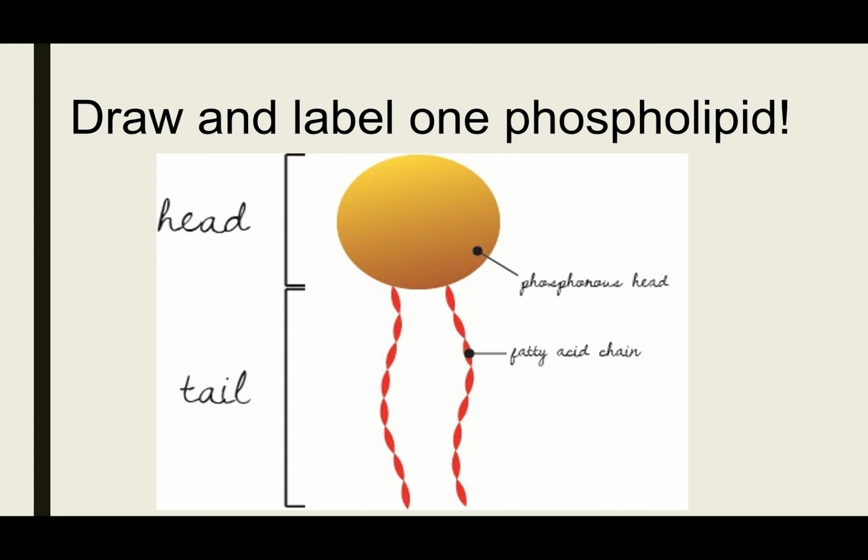If you're having trouble reading them, this is the head. This is the tail. This is the phosphorus head and the fatty acid chain. So the head of the phospholipid is where the phosphorus is. The tail is where the fatty acid chains are, and the glycerols help combine the two so we don't label them. So go ahead and make sure that you have that drawn.